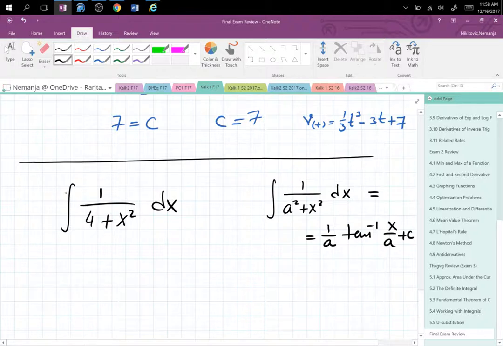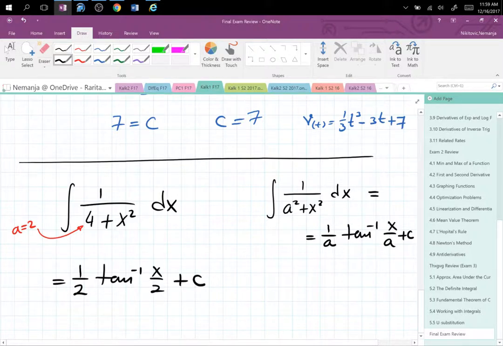Now, when you carefully look into this problem, you see that your a is equal to 2 because you have 4, right? So this is a squared if you pay attention. So if a squared is equal to 4, then a is equal to 2. So now this immediately equals 1/2 inverse tangent of x over 2 plus c. And that will be the end of the story. No calculations. You either know it or you don't know it.